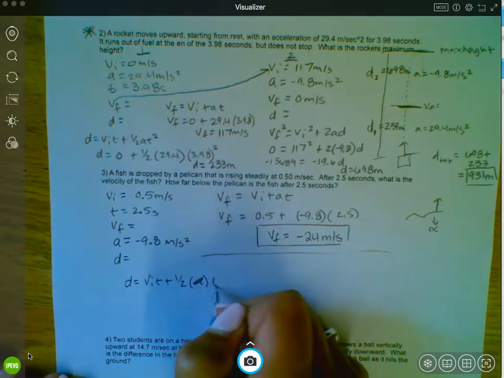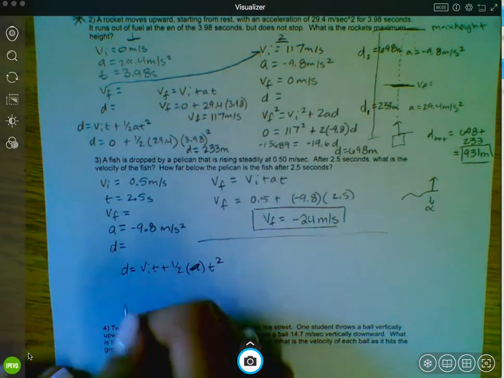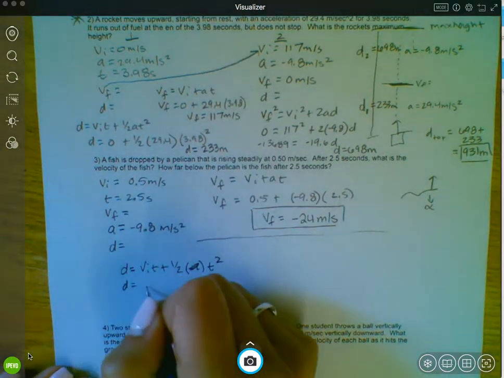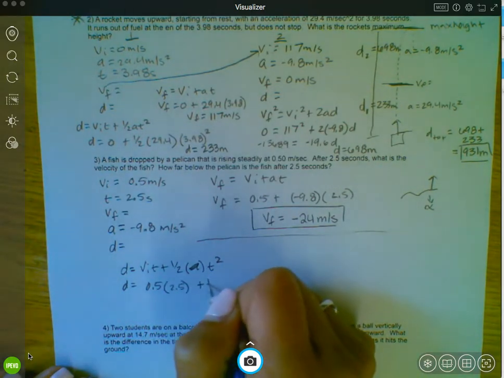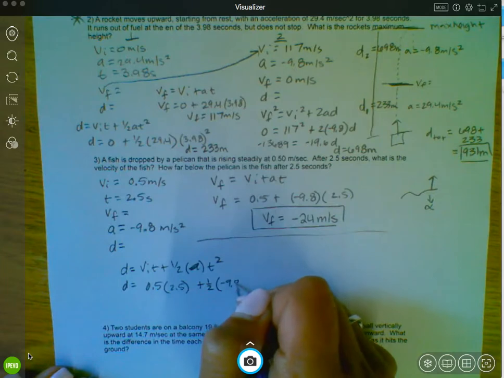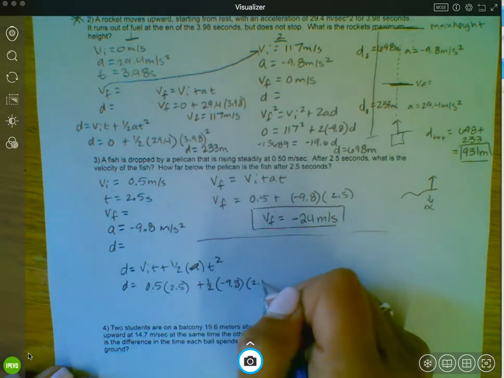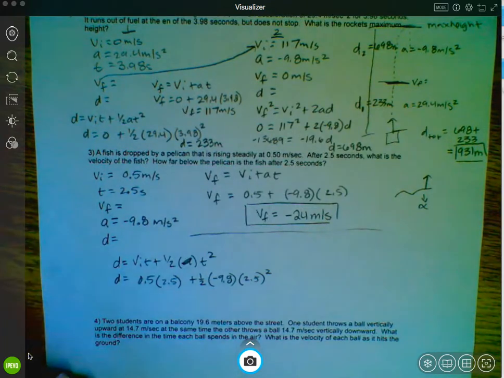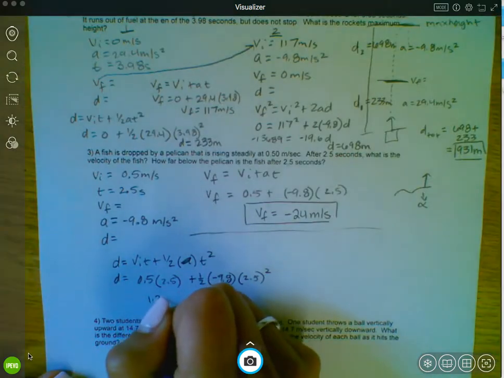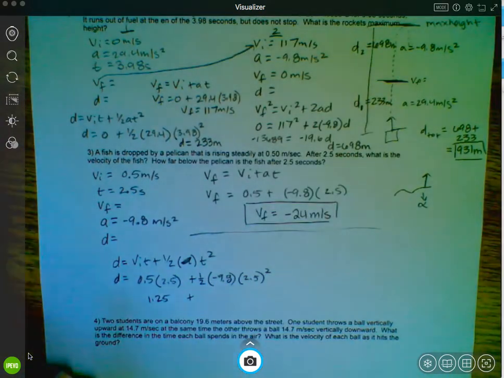a t squared. And plugging in, we get 0.5 times 2.5. Careful with your order of operations here in your math. I do this part first, then I solve this separately.